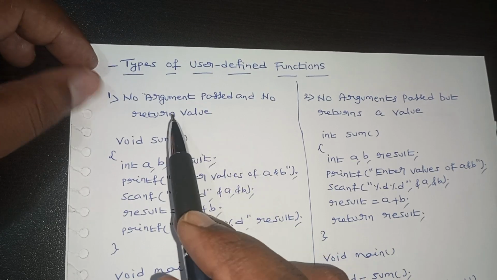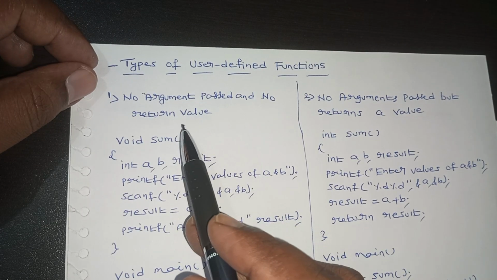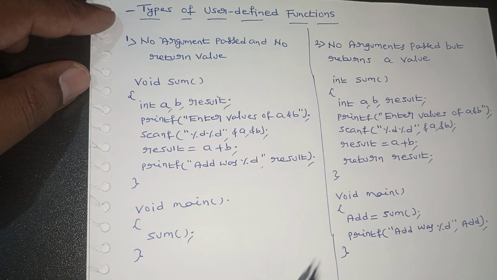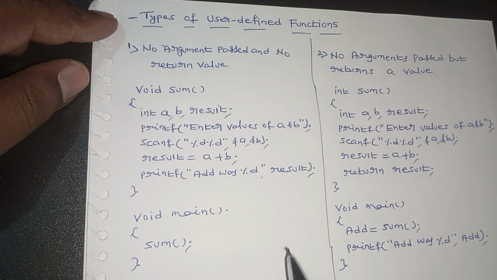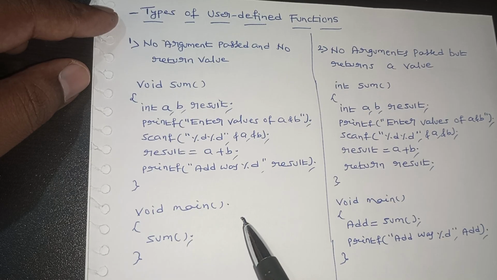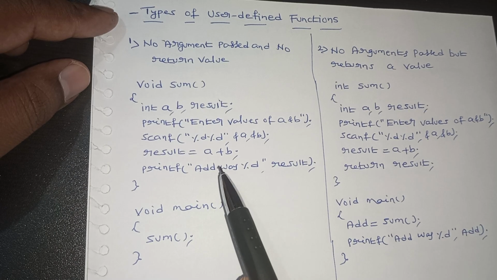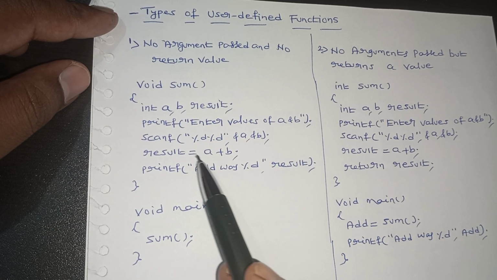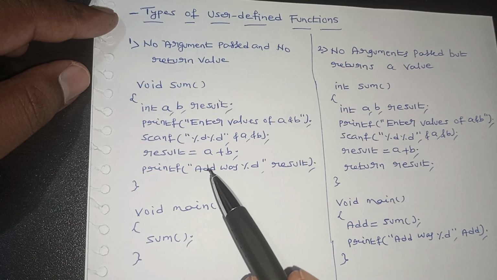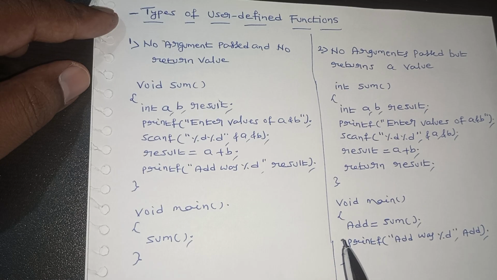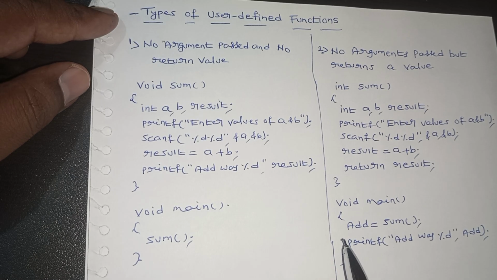Now you see here, the first one: no argument passed, no return value. I am directly taking an example, it is very easy to understand. Always, we have to start from the main function. By observation, I am writing the user-defined function above the main function. Then what is not required? There is no need of the function prototype, and no need of the function header.